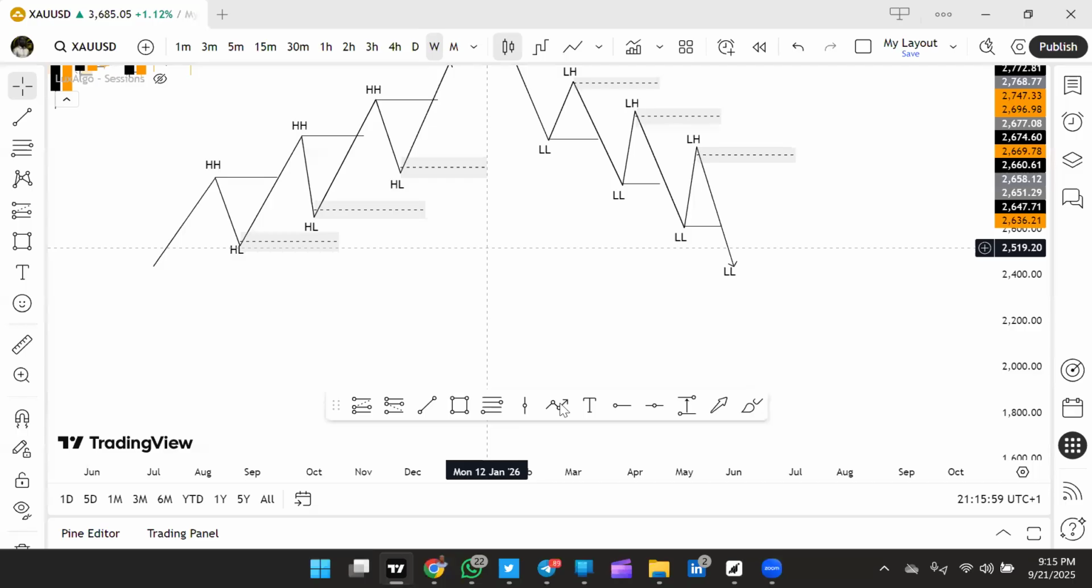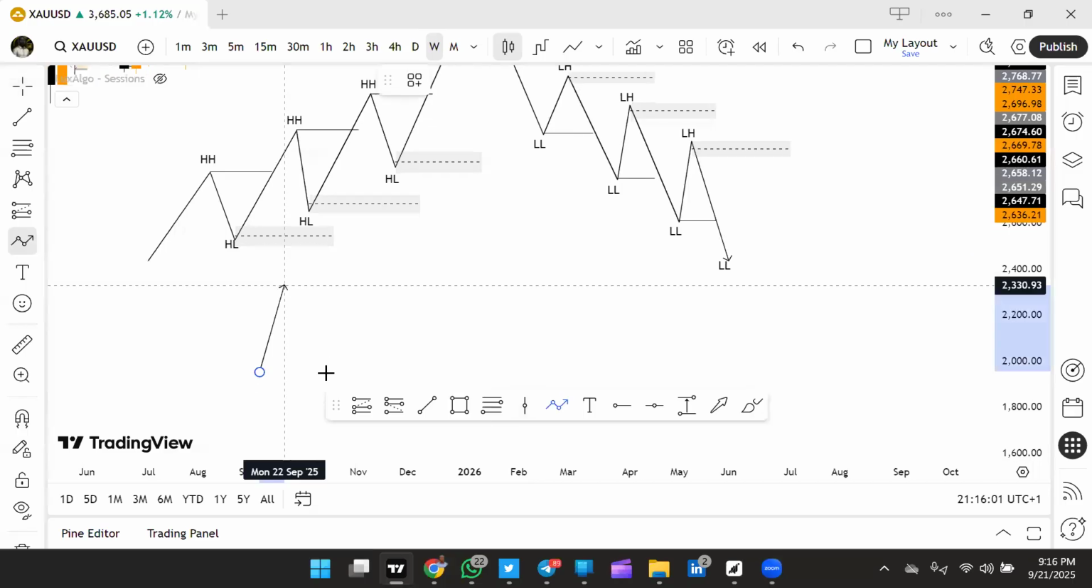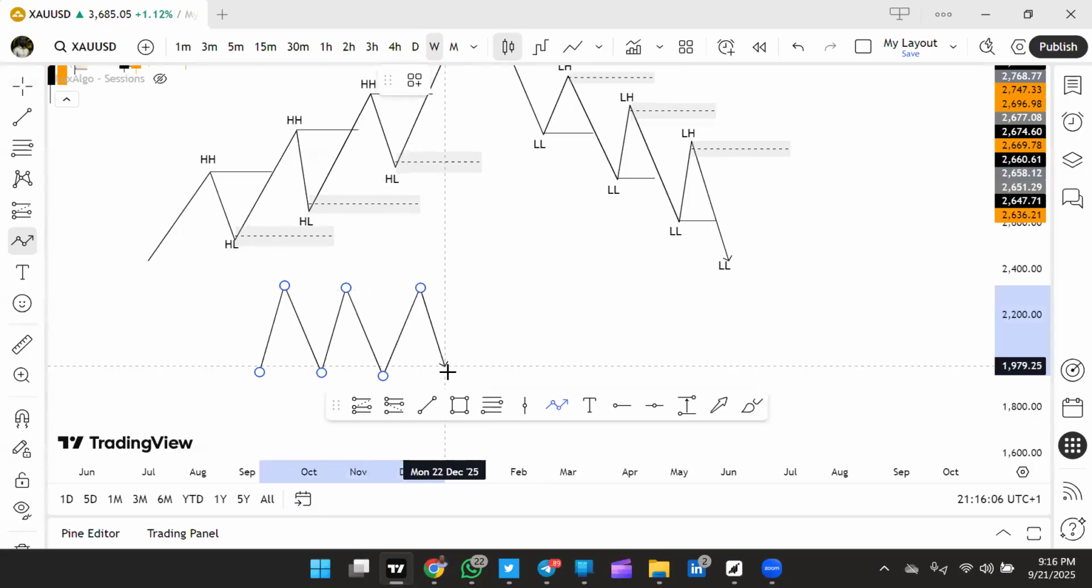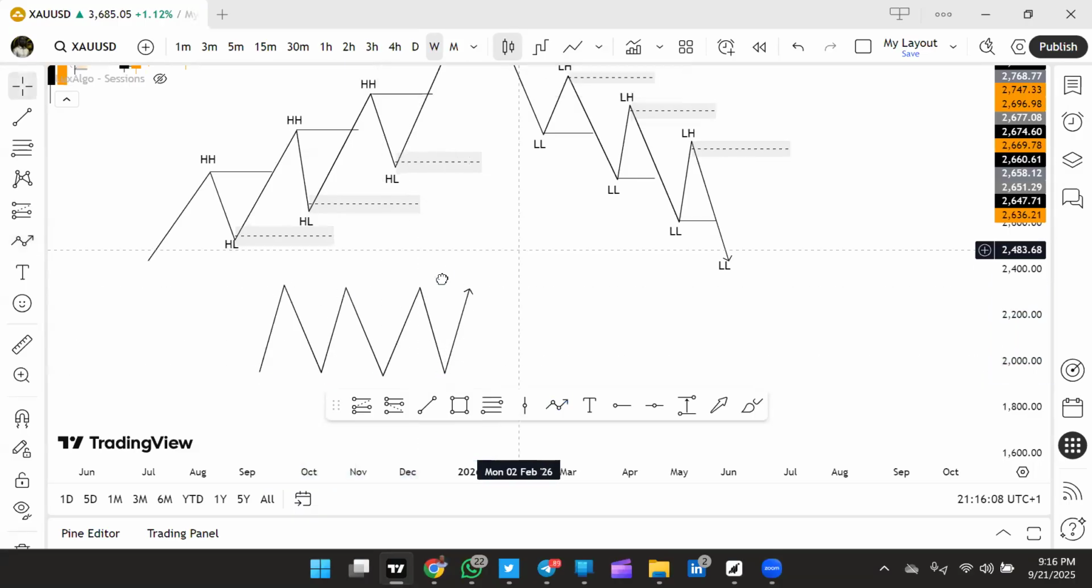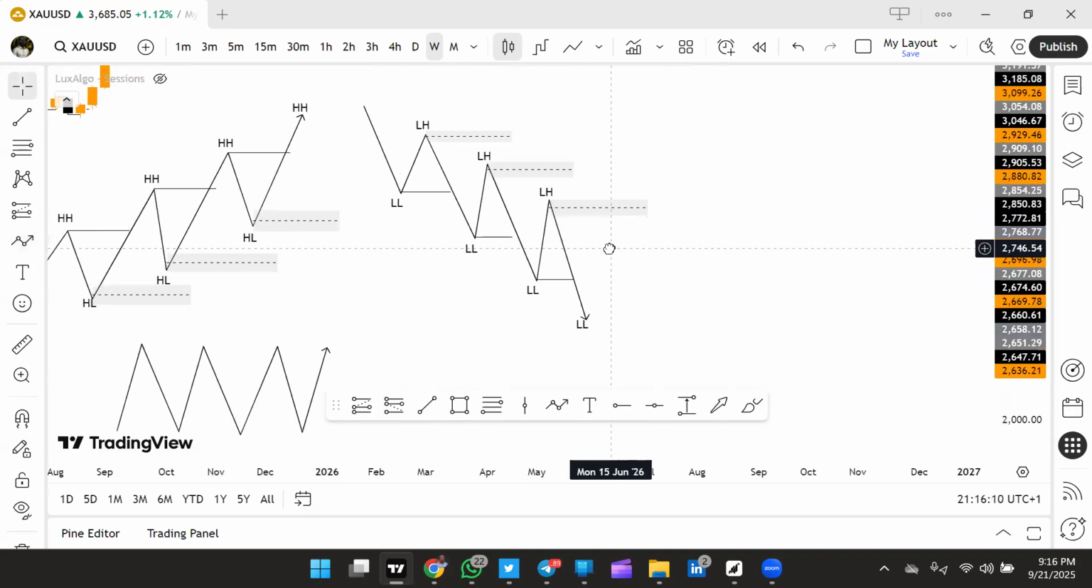Then a range market is just moving sideways. It has no bearing. It's just moving sideways, between the support level and the resistance level, right? So why is market structure very important?